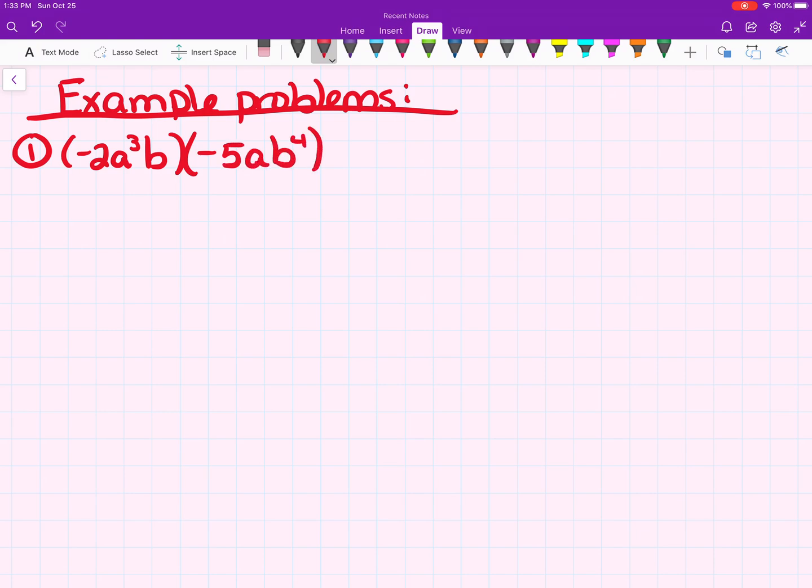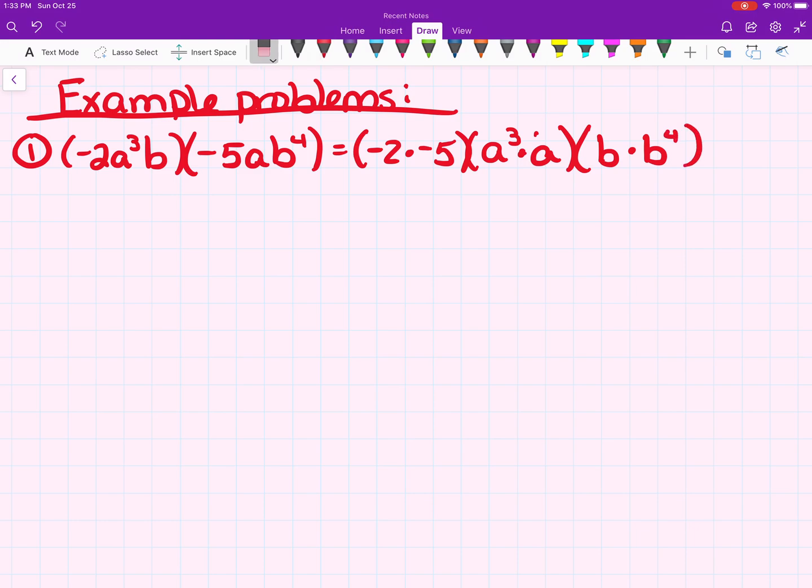Now here's what you need to think about. We really have a bunch of little multiplication problems. So we really have negative 2 times negative 5. Those can go together. I'm going to put the a's together, a to the 3rd times a, and then I can put b times b to the 4th. The reason I'm allowed to do this is the commutative property of multiplication, meaning when you change the order of multiplication, it doesn't matter. So all I did was switch the order here.